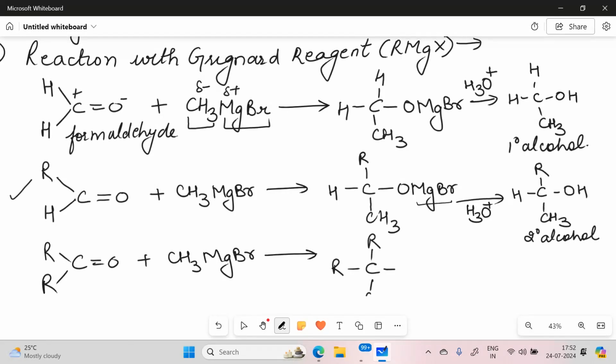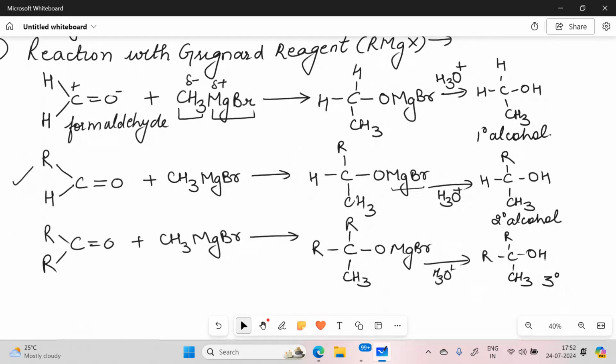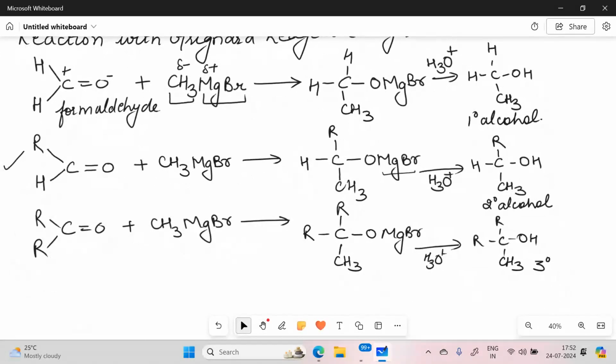Now third one. It should be the same thing. Here it should be CH3. Here you will get OMgBr. If you do the hydrolysis, then you get R, C, OH and CH3. So which alcohol is this? Tertiary alcohol. So Grignard reagent on reaction with carbonyl compounds gives you primary, secondary and tertiary alcohols.